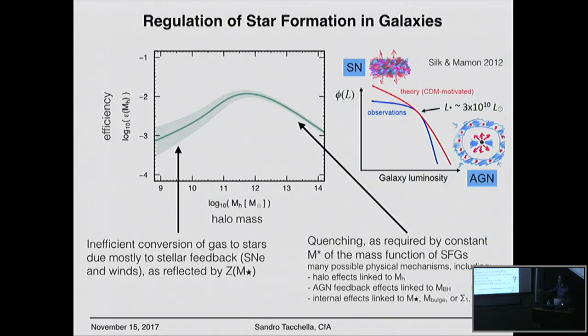A lot of people talk about halo mass effects, AGN effects that kind of play together, but also some people would say there are internal effects that really make galaxies less efficient in forming stars when they reach these high halo masses. And so this is one of the big open questions still in galaxy evolution.